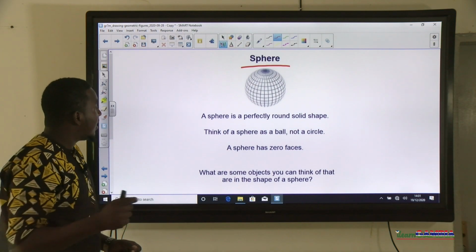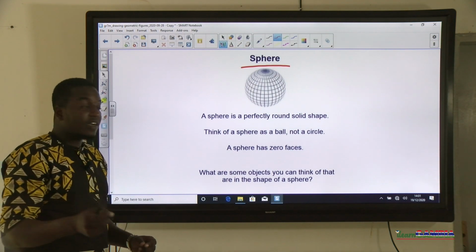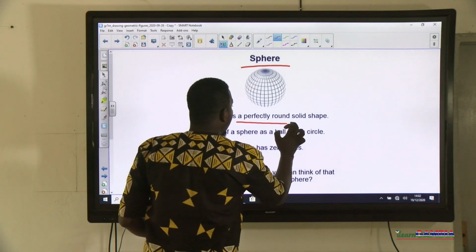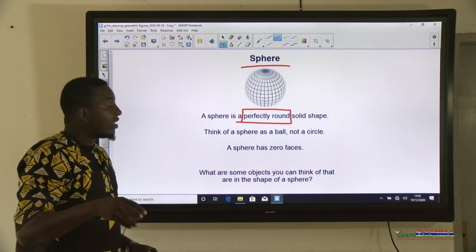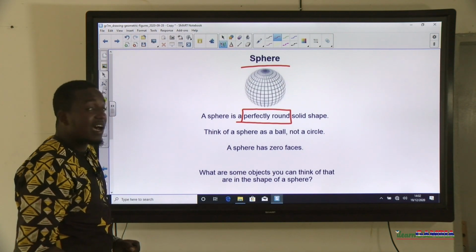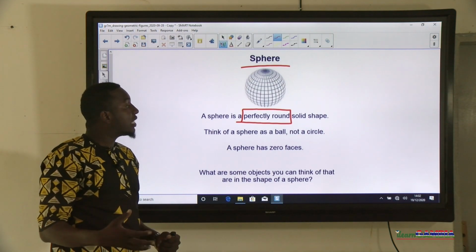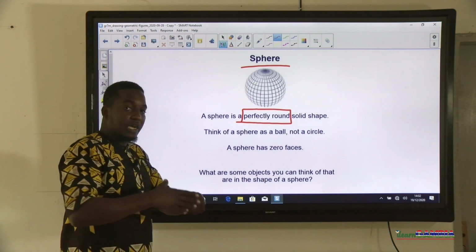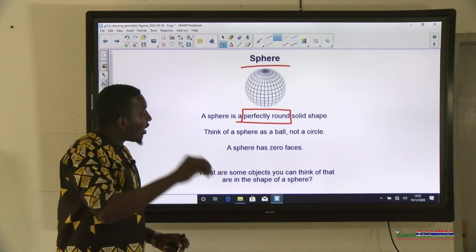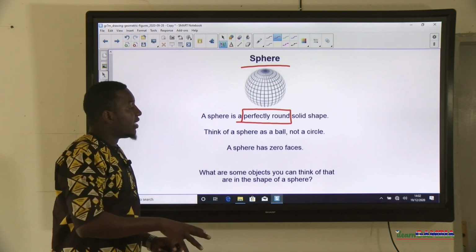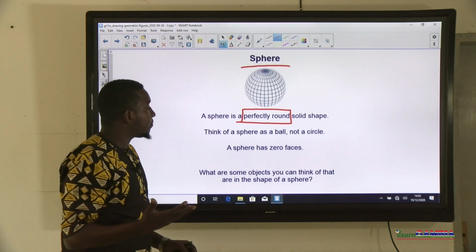Again, I will repeat this. A sphere is a perfectly round solid shape. Now we'll want to focus our attention on perfectly round. There are so many objects in society that are not perfectly round, and sometimes we claim them to be a sphere. No, they are not spheres. For an object to be called a sphere, it has to be perfectly round.